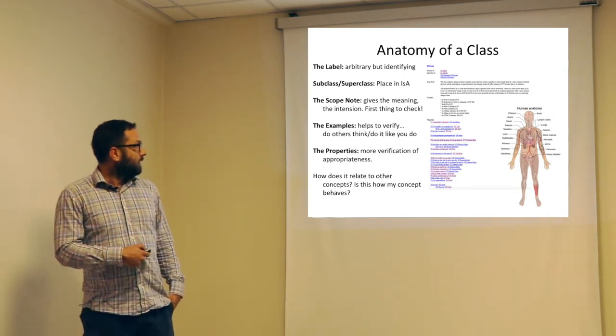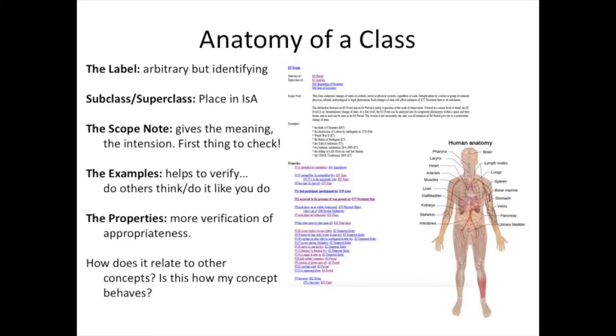When you're reading about a class, you should look at the examples. A good ontology will have examples, so if you're confused by the definition, which can be somewhat abstract at times, you can look at examples and see how this class has actually been used to pick out real things in the world. Then, as we mentioned, classes have properties. So a class having a property also gives you an indication of what it's for.